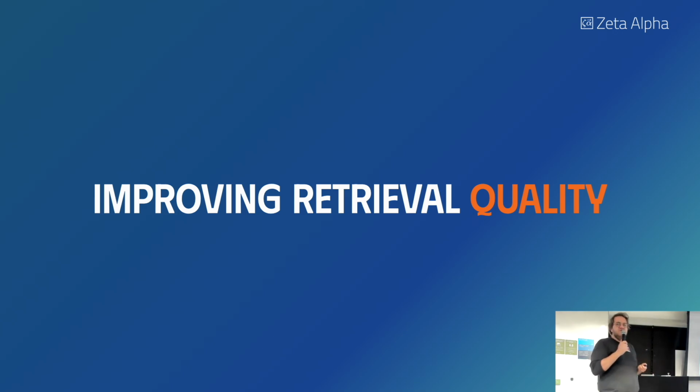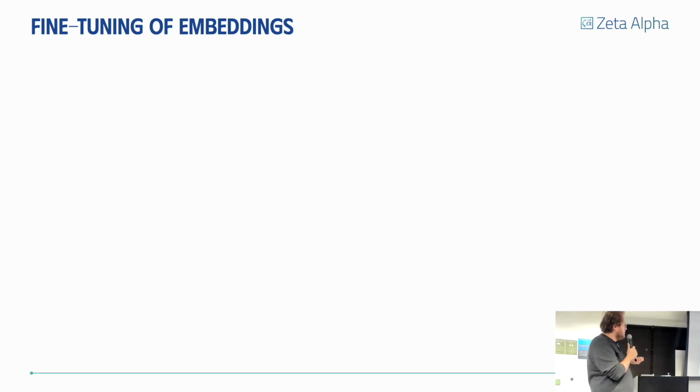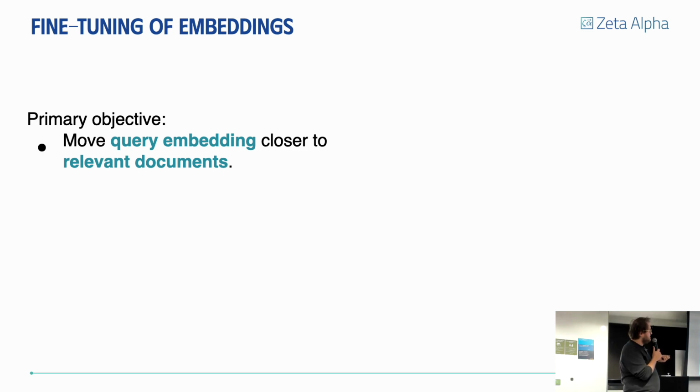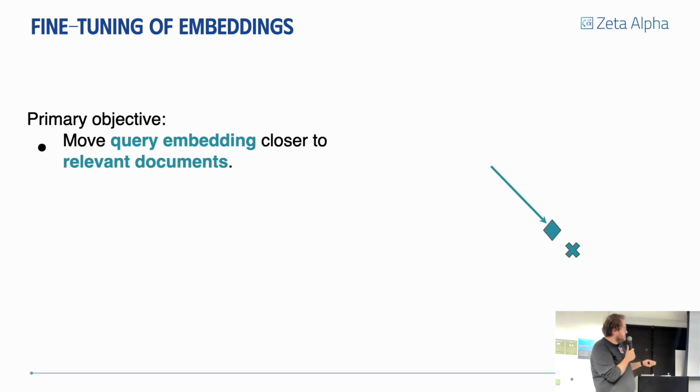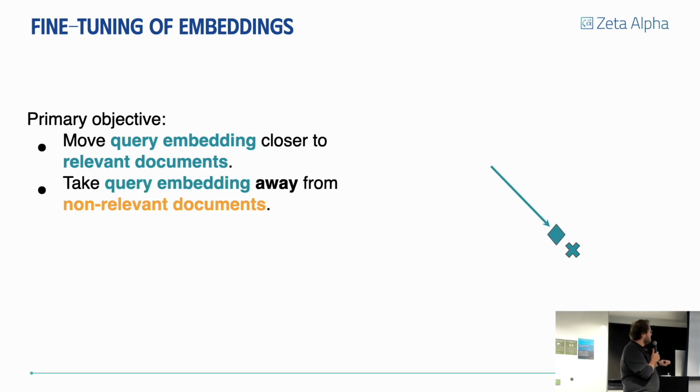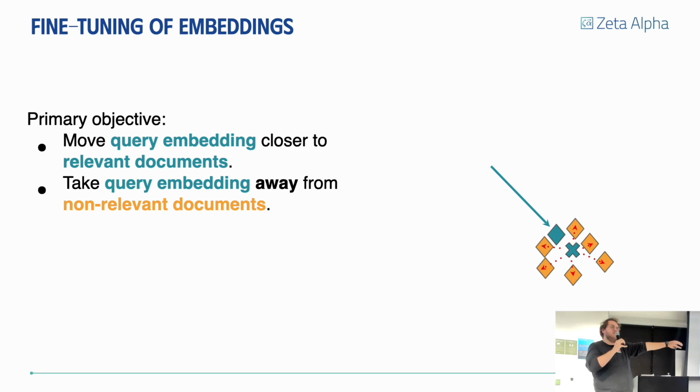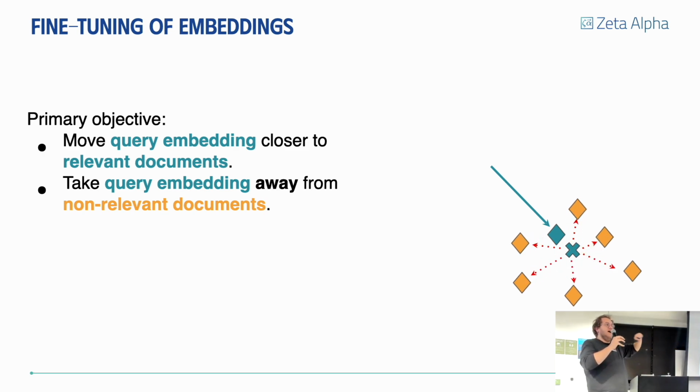The main objective when you're doing something like this is to get the query embeddings, this green-blue angle, and move it closer to your relevant documents, and at the same time take the query embedding away from non-relevant documents. So if you imagine a 2D vector space, you are trying to move things that are not relevant away from each other, and things that are similar closer to each other.